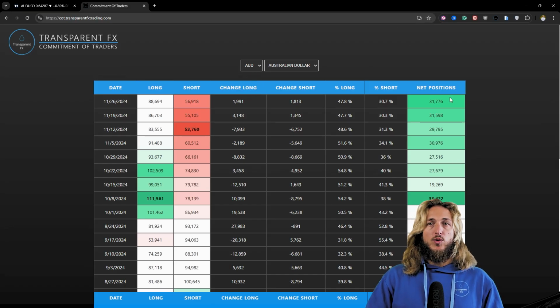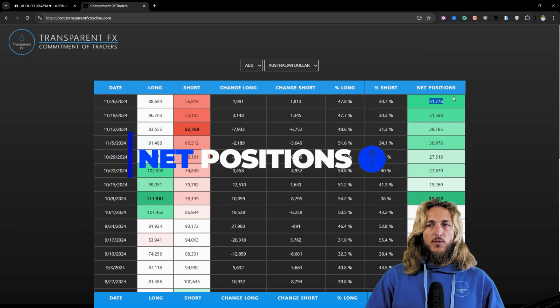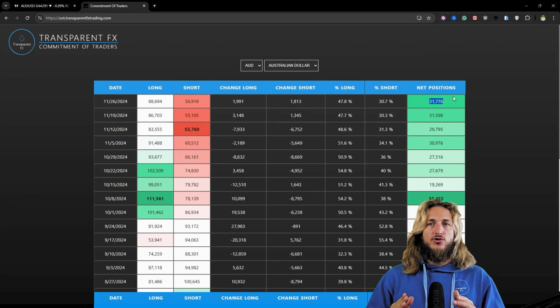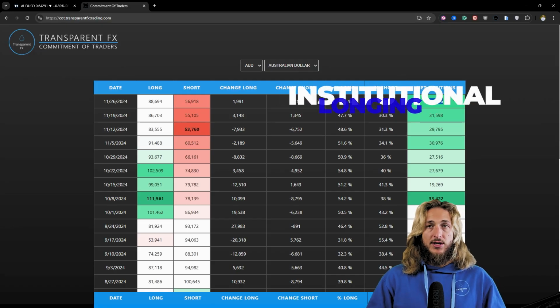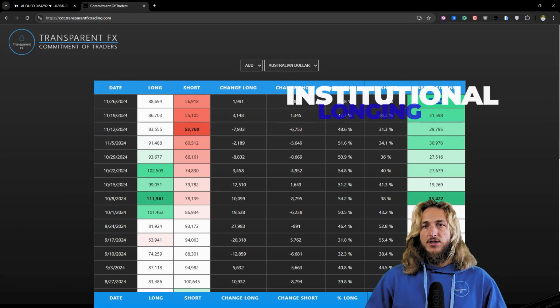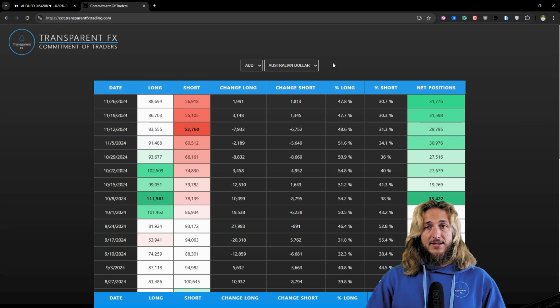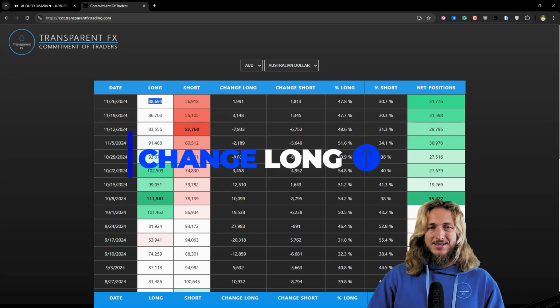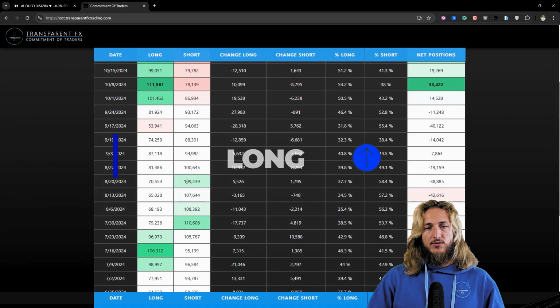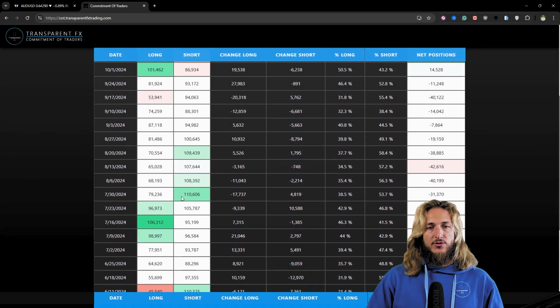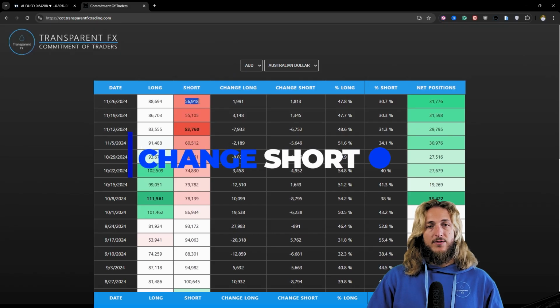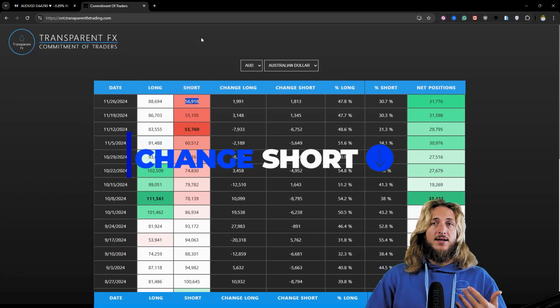What we can notice is that with the last reports, we went from having 19.2k net positions all the way up to having 31.7k net positions. So institutions have been moving aggressively to the bullish side of the AUD, therefore to the bullish side of AUDUSD. Just with the last few reports, institutions have increased their longs from 83.5k to 88.6k, and shorts, if we look at where we were at the top, we were sitting at 110k shorts. Now we're sitting with 56k, so essentially they got cut in half.